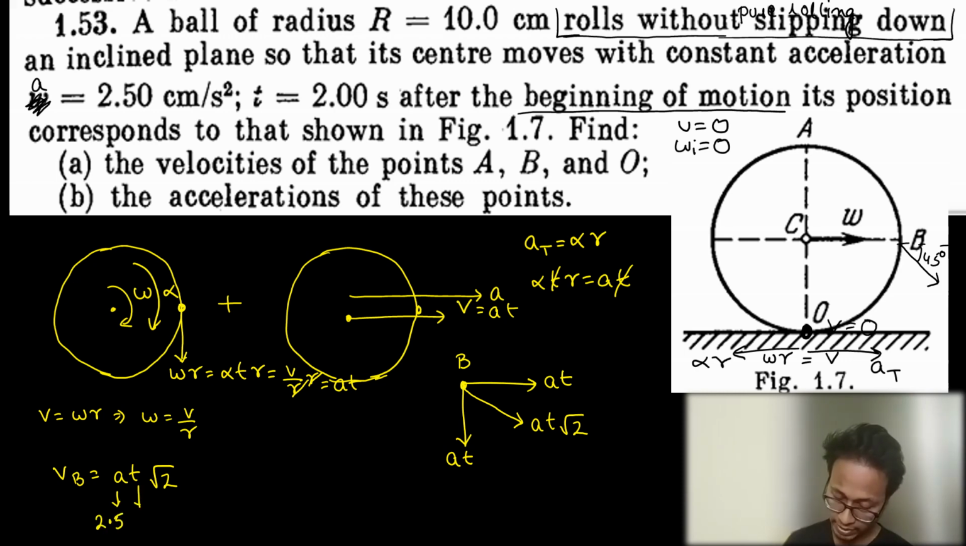The value of t is how much? 2. So the velocity at point B is equal to 2.5 into 2, which is nothing but 5 root 2 meter per second.